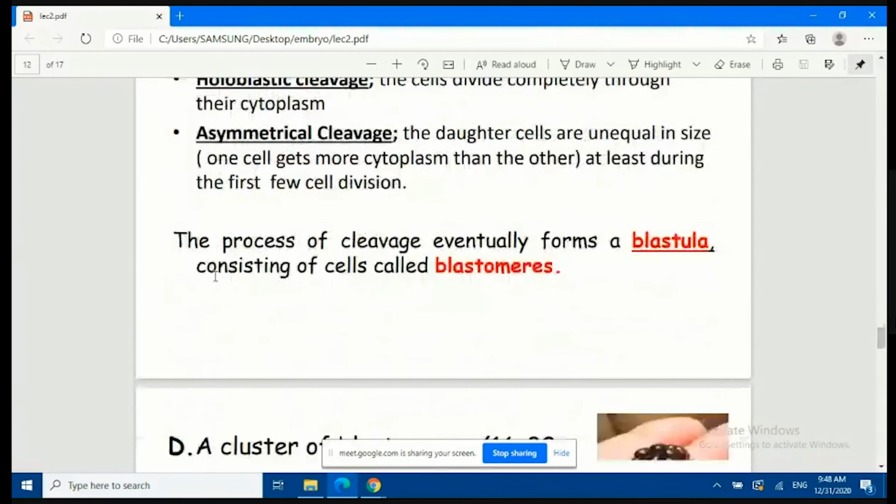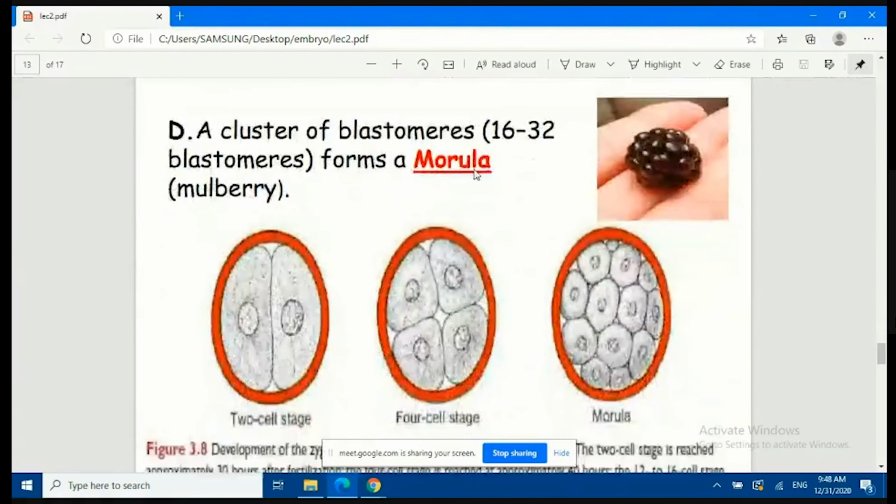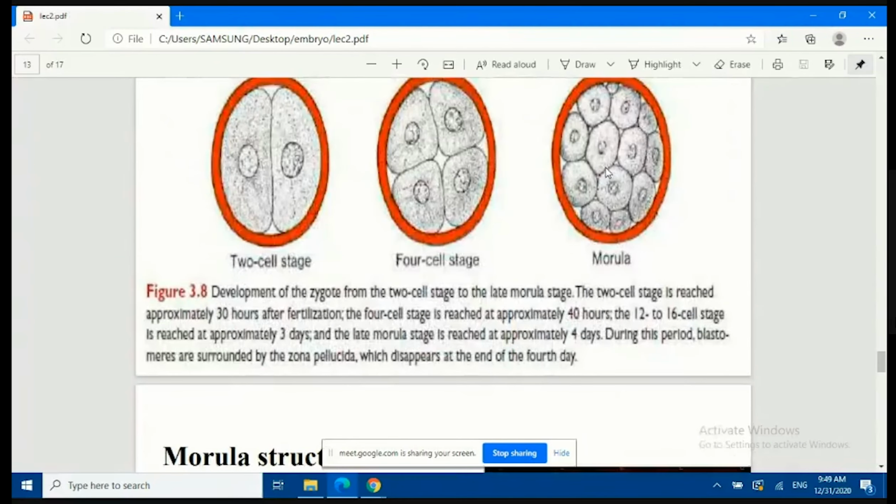زين blastula شنو هو؟ Is a result of the cleavage process and this will consist of cells called blastomeres. Okay then شنو هو morula؟ تعريف morula أسأل دائما: cluster of blastomeres. شوفوا هذه المصطلحات مهمة تعرفوها. Okay اللي هي تتكون من 16 to 32 cells. Okay so مثل ما تشوفون we have 2 cell stage, 4 cell stage and later on we're gonna have a morula.